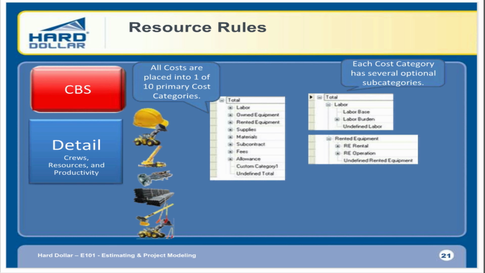Labor is further broken down into labor base, labor burden, and undefined labor. Note that labor burden can be further broken down. In all, there are 101 cost categories available for accounting for project costs.